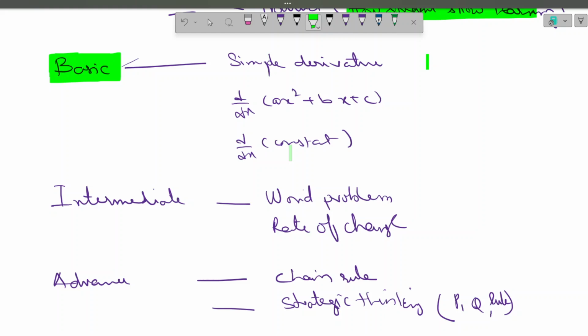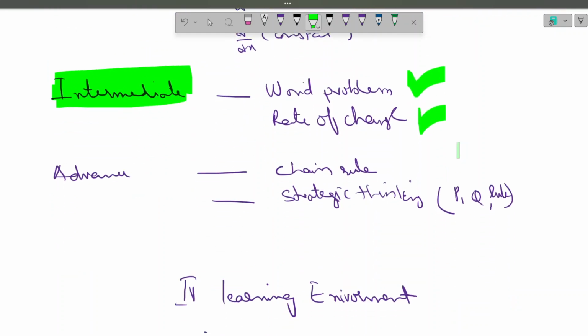Then the intermediate students, those who are okay students, good students in the class, average type of students, you have to give them word problems. They read the problem, they take out what is given, what is required, and they will apply the derivative and solve. Rate of change, like that.